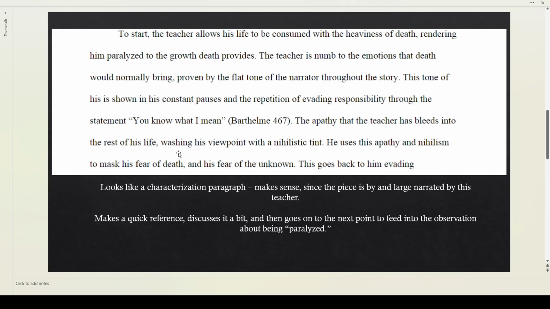So in the next step, student says, the apathy that the teacher has bleeds into the rest of his life, washing his viewpoint with a nihilistic tint. He uses apathy and nihilism to mask his fear of death and his fear of the unknown. So, okay, now we're getting a deeper look at the characterization of our narrator Edgar, right? We're thinking about the fact that he's a little bit of a nihilist, he has a little apathy to him here, and this is who he is for the rest of the story.